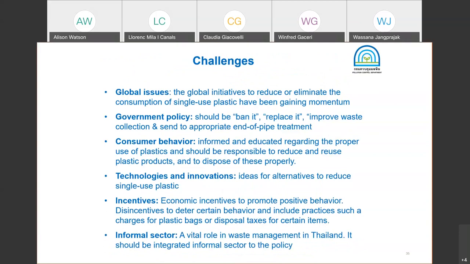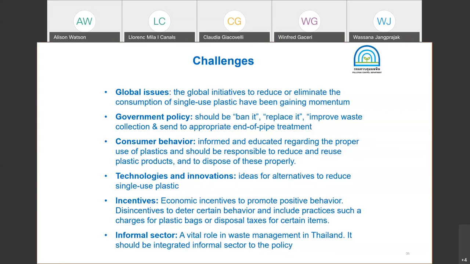This shows the strengths for developing single-use plastic waste management in Thailand. The first is the global issue, we have faced the same problem of single-use plastic in Thailand, and we try to reduce the plastic waste. The second is government policy. We try to use the three R's: reduce, reuse, and recycle.